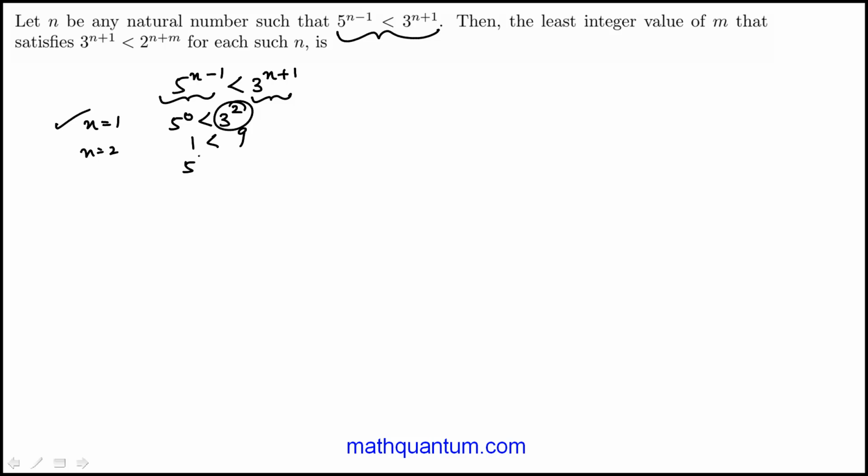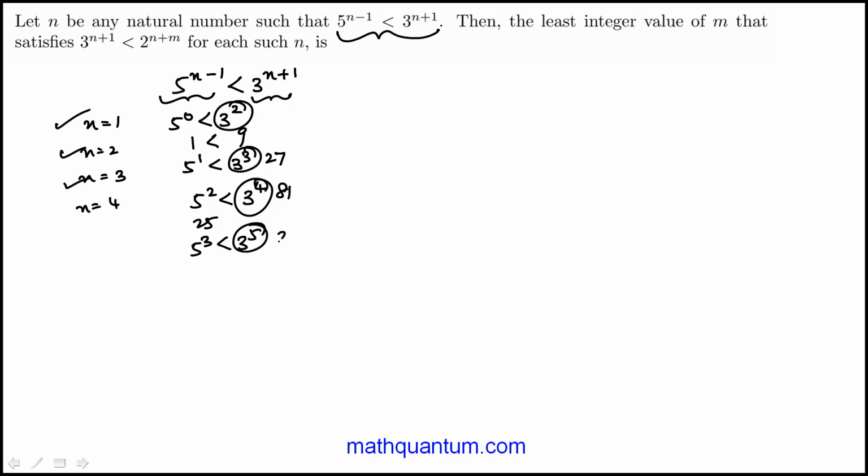2 would probably also work. 3 cubed is 27. So I'm just trying values and seeing how far this goes. You can maybe jump certain values as well. 3 to the 4, that's 81. 25. n equal to 4 would be 5 cubed. 3 to the 5, that's 243.